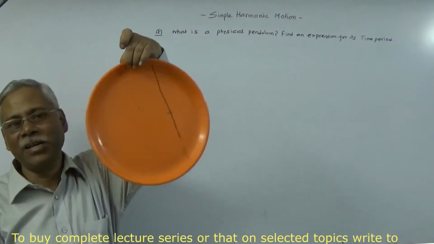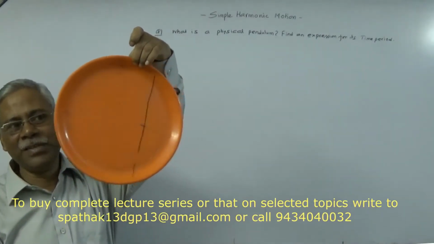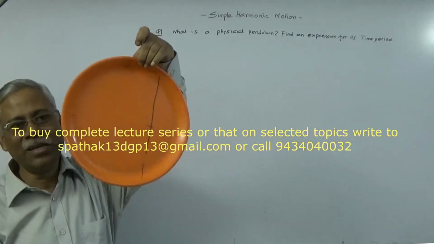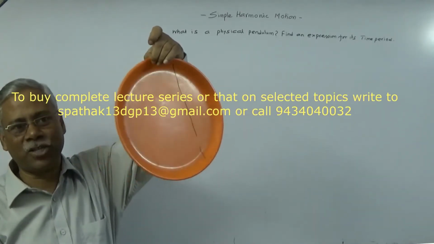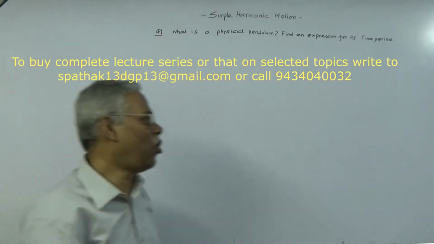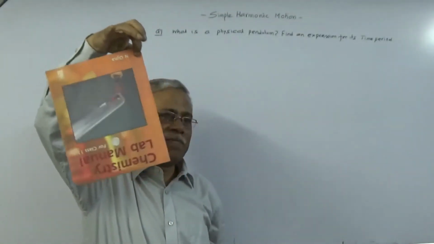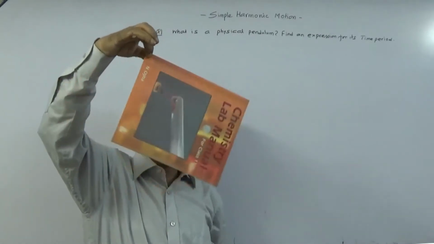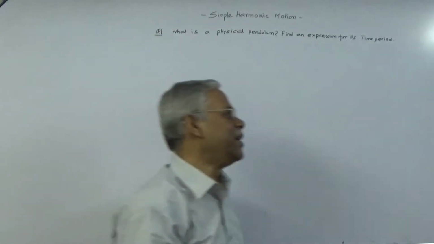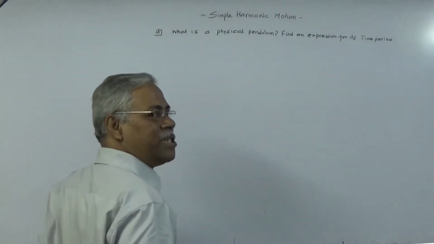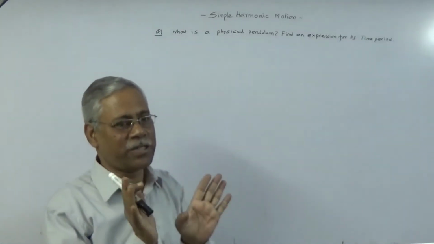Now this makes a physical pendulum. This is oscillating and it is a physical pendulum. You have to find its time period. Or this type of thing, this is also another rigid body and it is oscillating. It is a physical pendulum. So we have to find the time period of a physical pendulum. A physical pendulum is a rigid body that is oscillating.